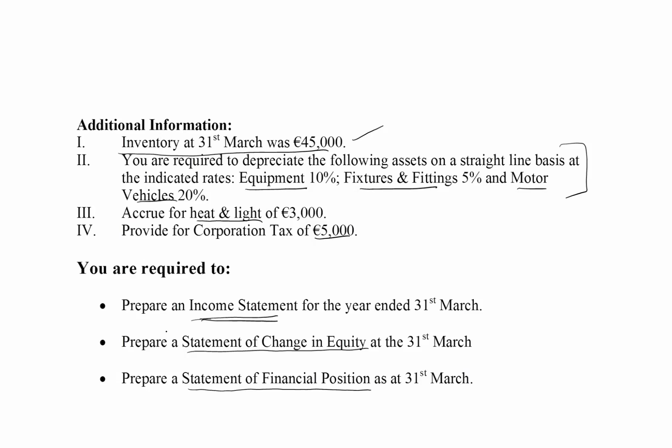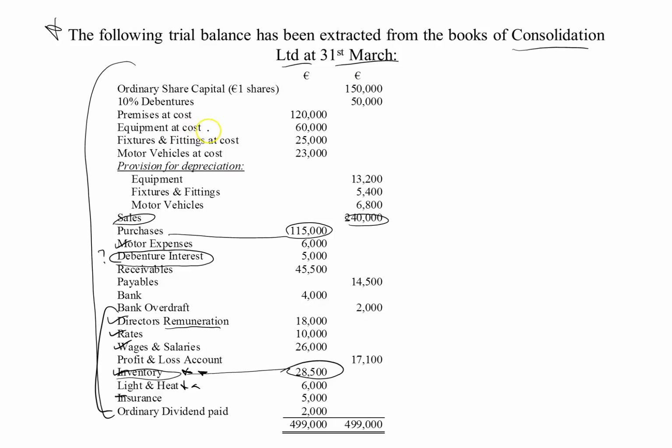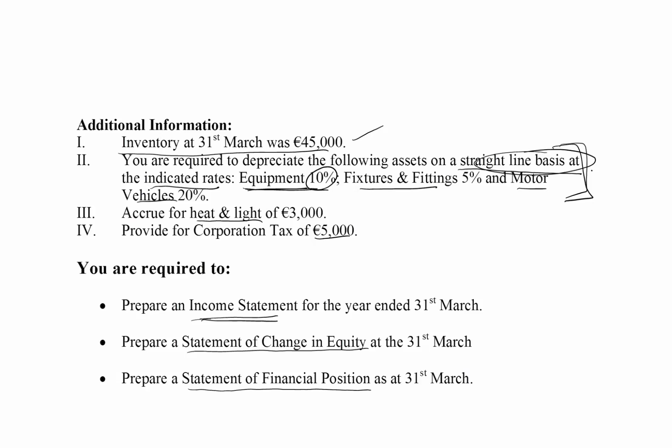If I just look at the notes, the one thing that I now have to put in is the depreciation. So depreciation is an expense. So what I need to put in here is the depreciation on the equipment. Now, you are required to depreciate the following assets on a straight line basis at the indicated rates. So that means a percentage on the original cost. So therefore, if I just have a look at that, the equipment cost 60,000 and I'm to depreciate it at 10% per annum, so therefore the depreciation charge will be 6,000. The fixtures and fittings will be 5% on the cost and the vehicles will be 20% on the cost.